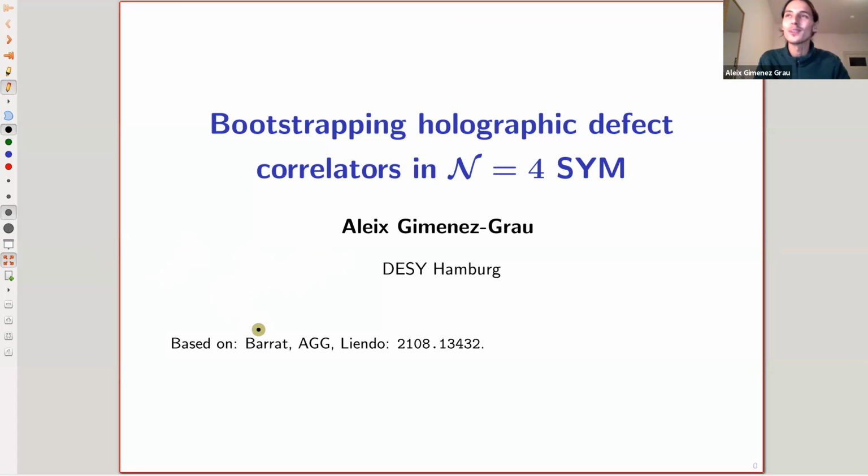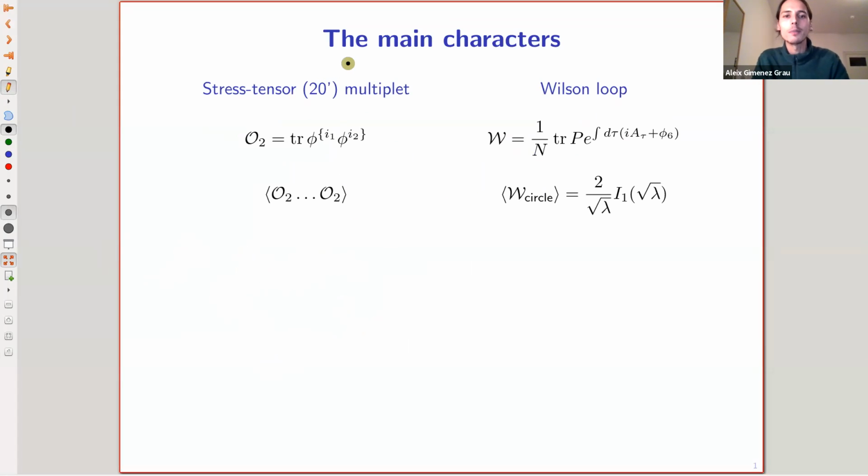I'm very happy to have the opportunity to present this paper that we did together with Julien Barrat from Humboldt University and Pedro Liendo from DESY. And it's going to be work in N=4 super Yang-Mills. In particular, the characters of the story I'm going to tell today are the stress tensor multiplet, which some people also call the 20 prime multiplet, which is just a product of two of the fundamental fields in N=4, and you just take a symmetric traceless combination.